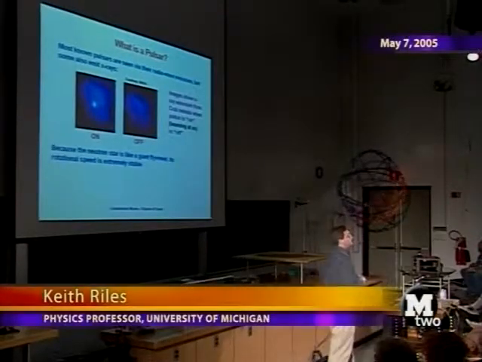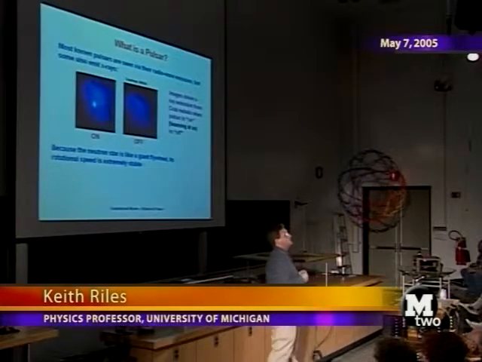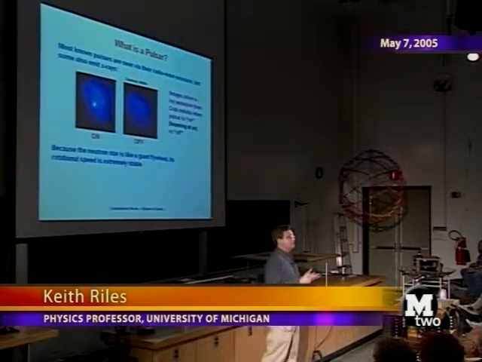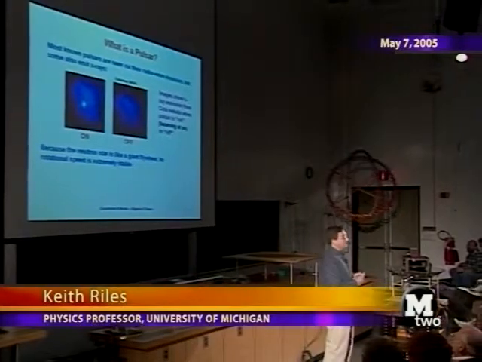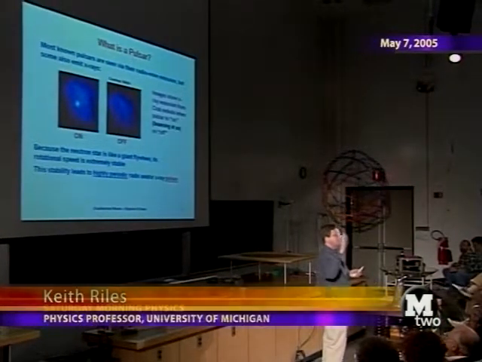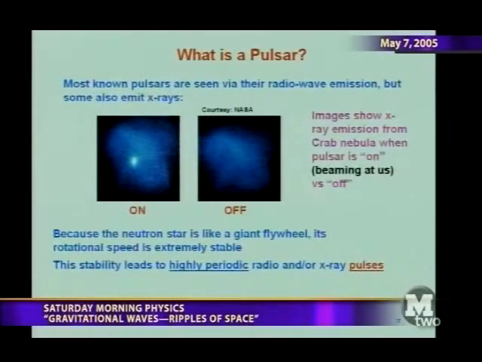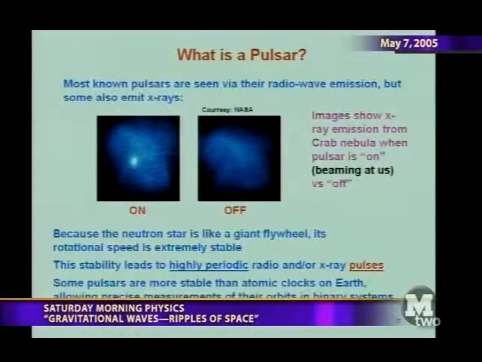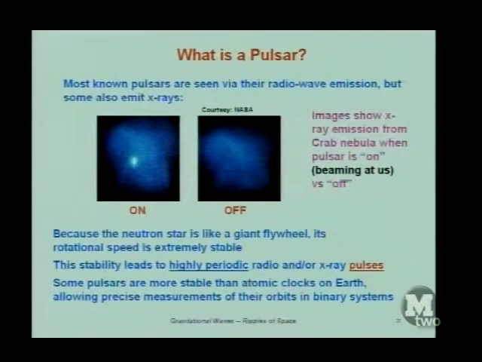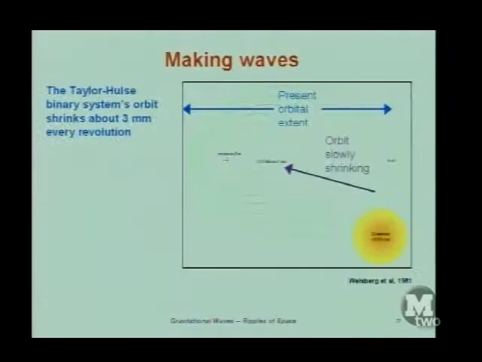Now, because a neutron star is so massive and spinning so fast, it behaves very much like a flywheel, like the flywheel on a car. It's extremely stable in its rotation. And since we have this lighthouse beacon that's swinging around according to that rotational frequency, we get very periodic radio or X-ray pulses from the pulsar, hence its name. Now, some pulsars are in fact more stable than some of our best atomic clocks here on the Earth. That allows us to make very precise measurements of their properties, and if they happen to be in a binary system, we can measure indirectly the parameters of that binary system.